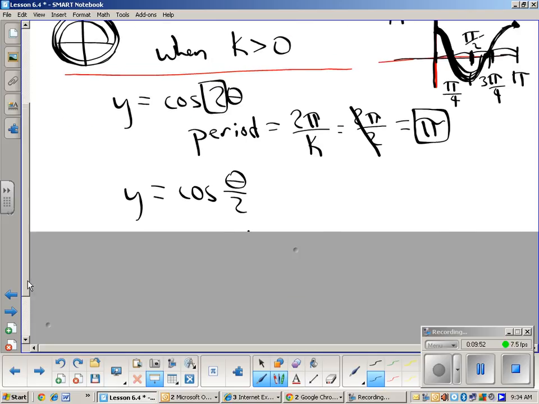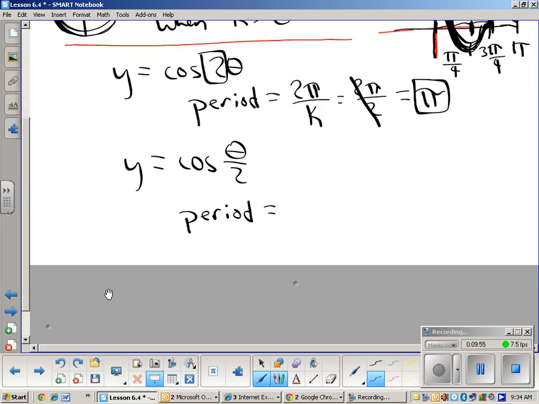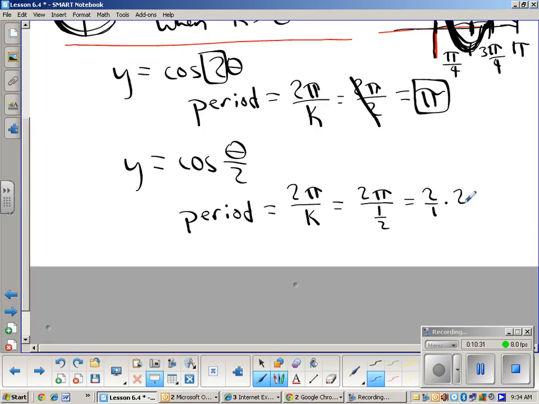So in this one here, it says y equals cosine theta over 2. We want to find the period. So what's the formula for period? 2 pi over k. What's the value of k in this case? 0.5. Yeah, or as a fraction, 1 over 2. So 2 pi over 1 over 2. Remember, dividing by a fraction is the same as multiplying by the reciprocal. So 1 over 2 turns into 2 over 1 times 2 pi, which is 4 pi.